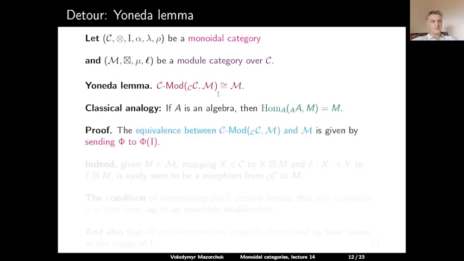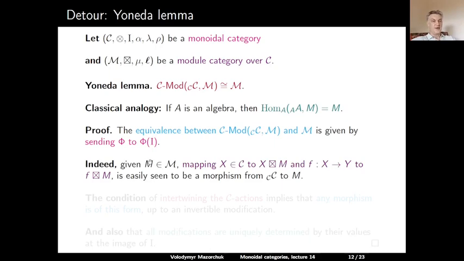Similarly, for the Yoneda lemma, the equivalence between the category of all morphisms from the left regular module C to M and the category M is given by sending a morphism phi from the left-hand side to its value at the identity object in C. So this is an element on the right-hand side. Indeed, if we have any object M in M, then we can map X in C to X acting on M, and we can map any homomorphism f from X to Y to this homomorphism acting on M. And this defines a morphism from the left regular module to M.